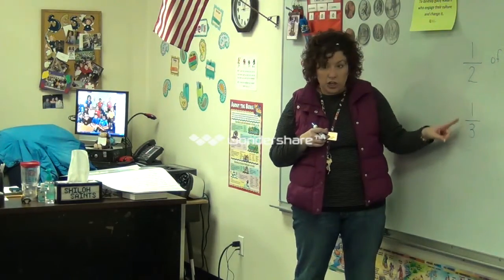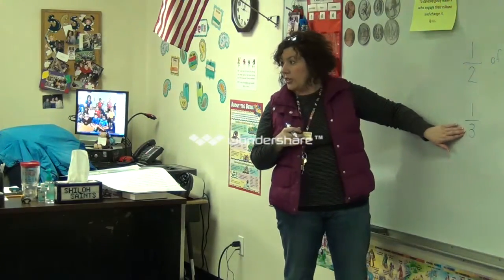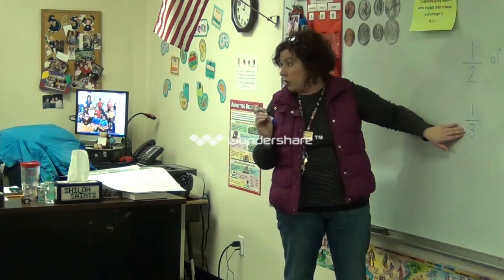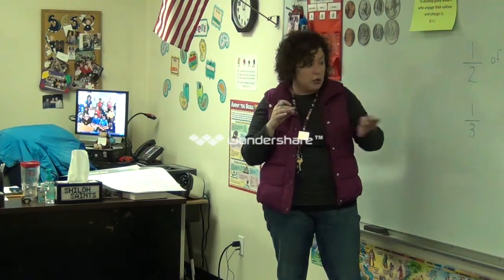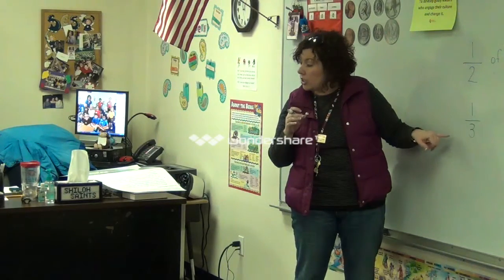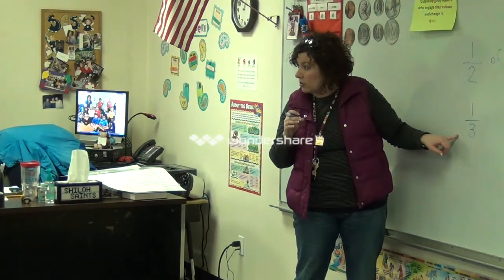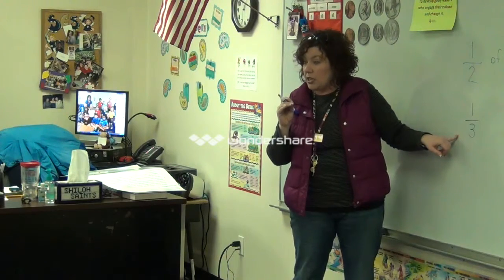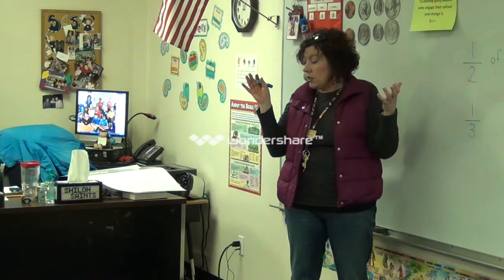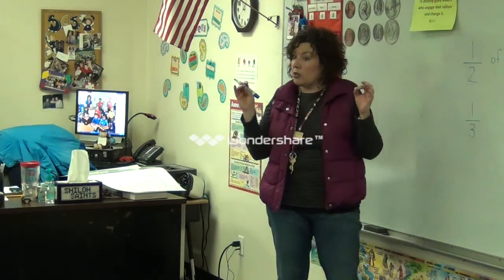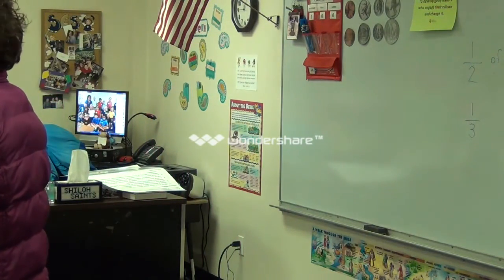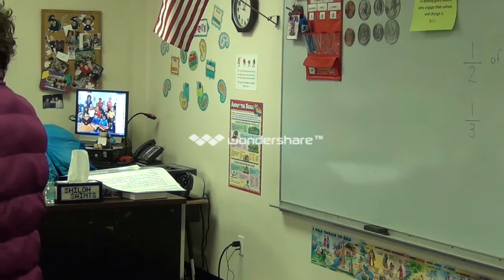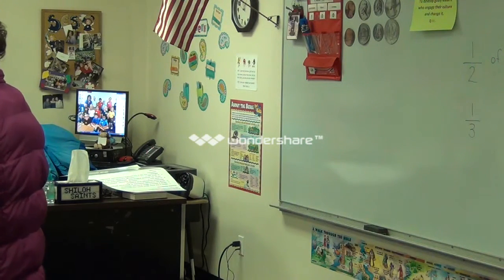If I'm using thirds, that bottom number is a 3, and that tells me that I have 3 pieces or 3 groups. So I want you to take your 12 beans, and I want you to divide it into thirds. So how many groups are you going to divide your 12 into? 3 groups. Can it be any kind of groups? No, they have to be the same number. So you take your beans, and you go 1, 2, 3, and then do another group. 1, 2, 3, and then do another group. 1, 2, 3.